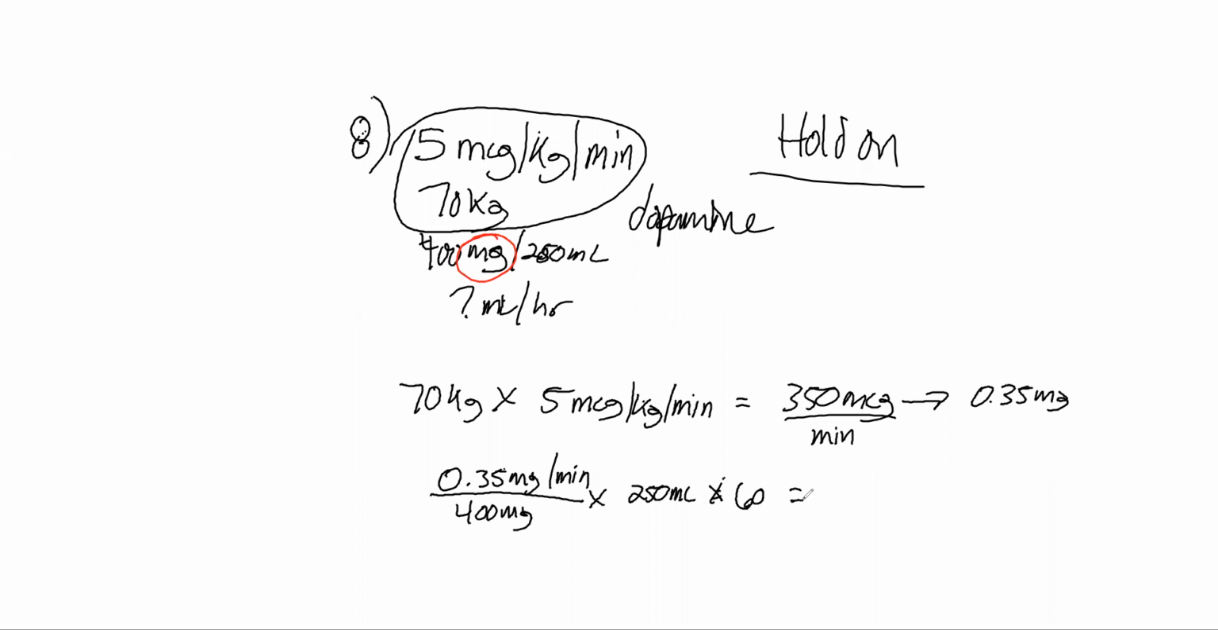Only if it starts in per minute. So if this said 5 micrograms per kilogram per hour, then you would just leave it alone. You wouldn't convert it. So you wouldn't multiply by 60 all the time, only if it's in minutes as a starting point.